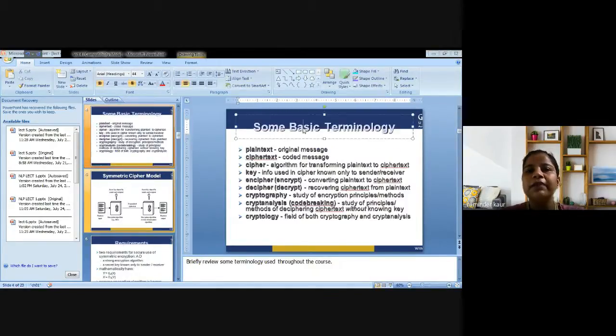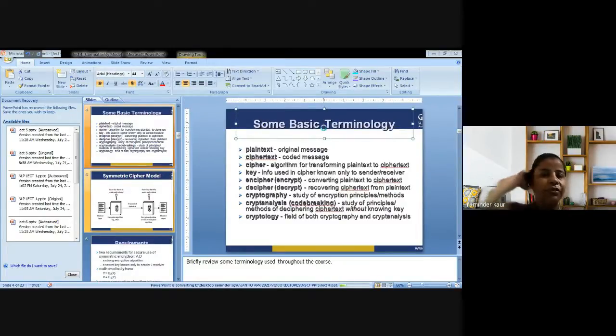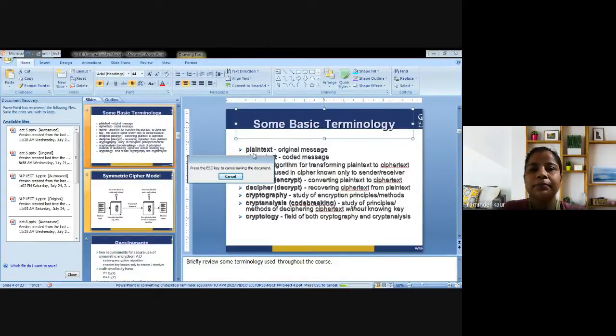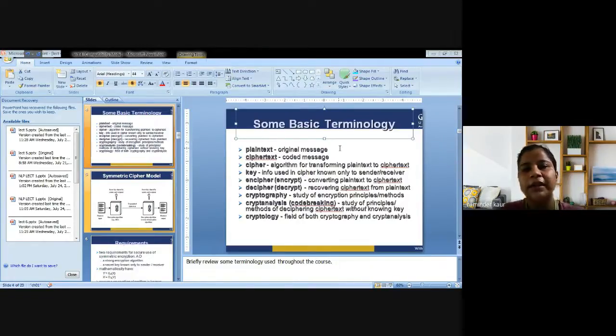There are some basic terms associated with symmetric key encryption. So what are those? Plain text. What is basically plain text? It could be the original message that is to be transferred from the originator side, that is basically the sender. Next is ciphertext. It could be a coded message that is converted into some scrambled text. Next is cipher, the algorithm for transforming plain text to ciphertext. Next is key, as I told you, information used in the cipher known only to the sender and receiver.